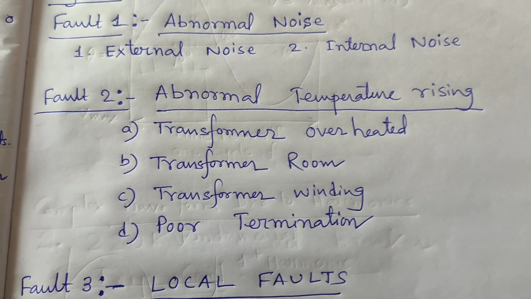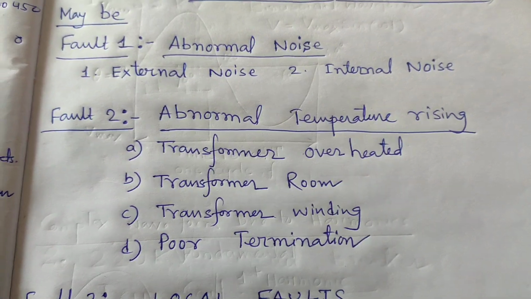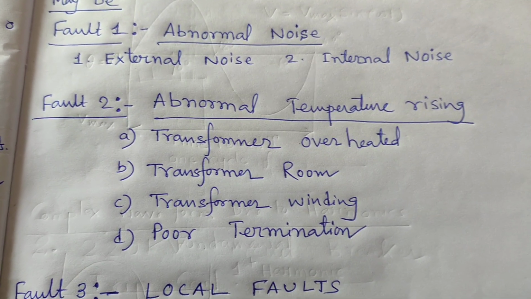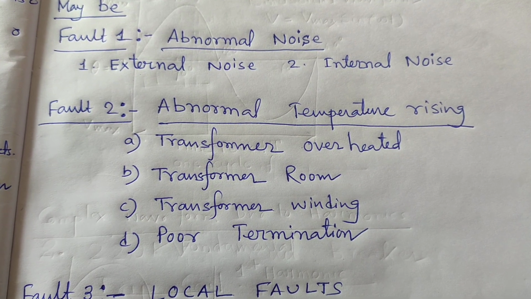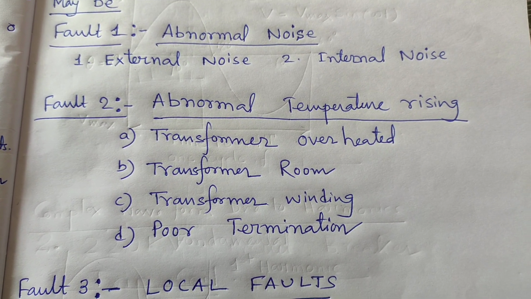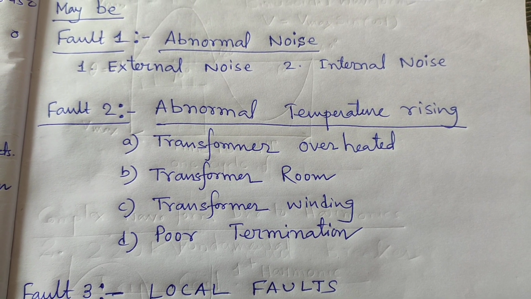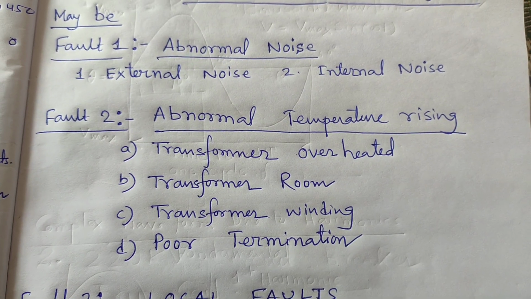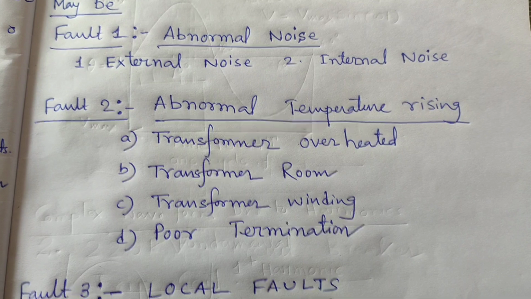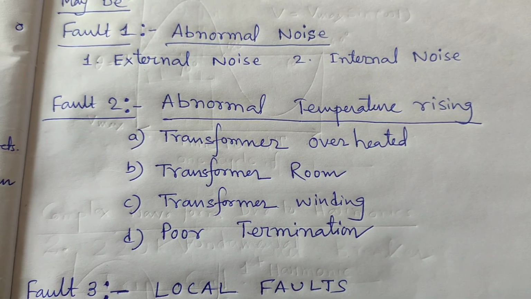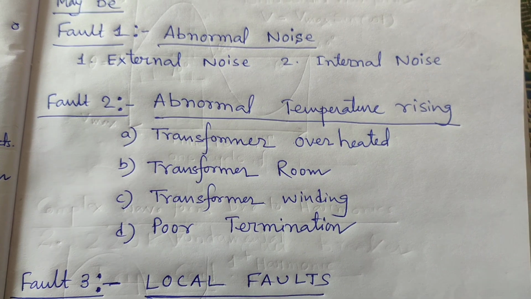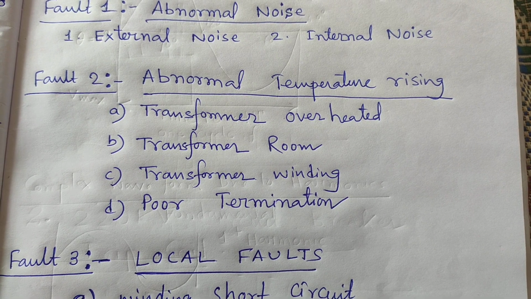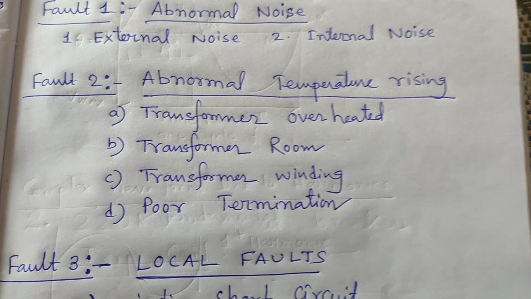The next thing is abnormal temperature rise. It may be a fault or may not be. I am considering that a fault is happening and we are analysing the transformer. That's why we have written abnormal temperature rise. There may be four causes of abnormal temperature rise: transformer overheated, transformer room or place of posting, transformer winding, and poor termination. Transformer overheated means the load of the transformer is more than the capacity of the transformer.